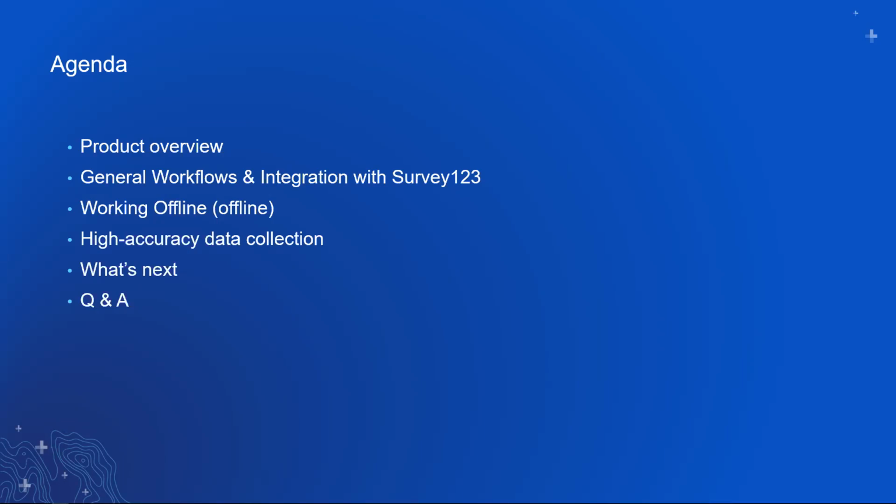And I know one of the highlights of Collector and using devices like Collector is the ability to capture high accuracy data. So I'm going to give you a quick overview of how you can get Collector set up for capturing high accuracy data with one of the various options for GNSS receivers you can use. And we'll touch a little bit on maybe a tip or two and a little bit of what's next, or what's currently been released in Collector. And hopefully we'll have some time for some brief questions and answers.